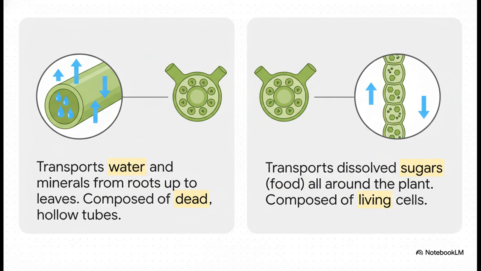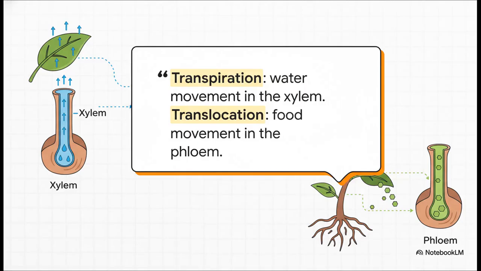Phloem, on the other hand, is like the plant's food delivery service. It's made of living cells, and it moves dissolved sugars, the plant's energy source, all around the plant, up and down, wherever it's needed. So if you remember nothing else, get this straight in your head. Transpiration is for water, and it happens in the xylem. Translocation is for food, the sugars, and that happens in the phloem. Get those two terms right, and you're golden.